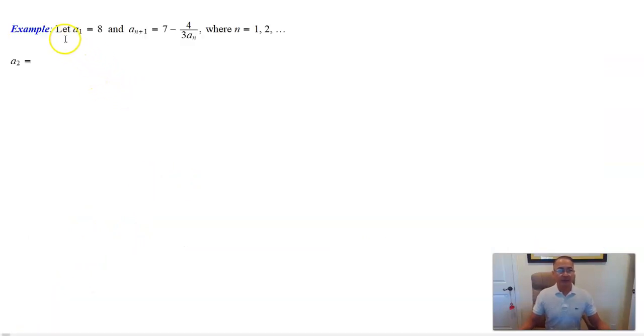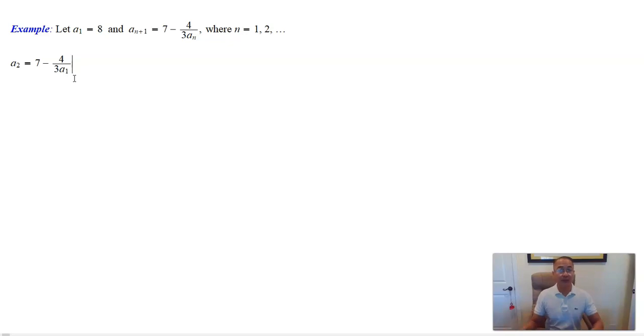All right, so here is our example. Suppose that a sub 1, our seed, is 8, and a sub n plus 1 is defined to be 7 minus 4 over 3 a sub n, where in this formula n goes from 1, 2, 3 to positive infinity, as integers, of course. So this formula says if you want a2, to get 2 as a subscript, n has to be 1, which makes sense. It's the starting subscript. So n is 1, so that means a2 is 7 minus 4 over 3 a sub 1.